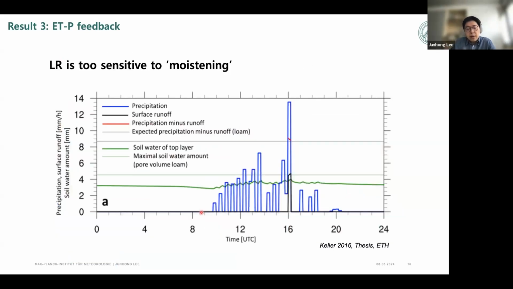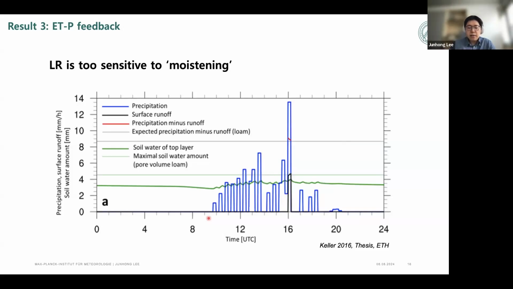For the first point, it is already shown by many other studies. For example, here is a plot I took from Keller 2016. In his thesis, he showed how precipitation behaves with convective parameterization as a time series. He plotted precipitation in blue here. What he explained is that when the sun rises, evapotranspiration increases, then the convective parameterization detects that surface latent heat flux, or evapotranspiration, and triggers precipitation.